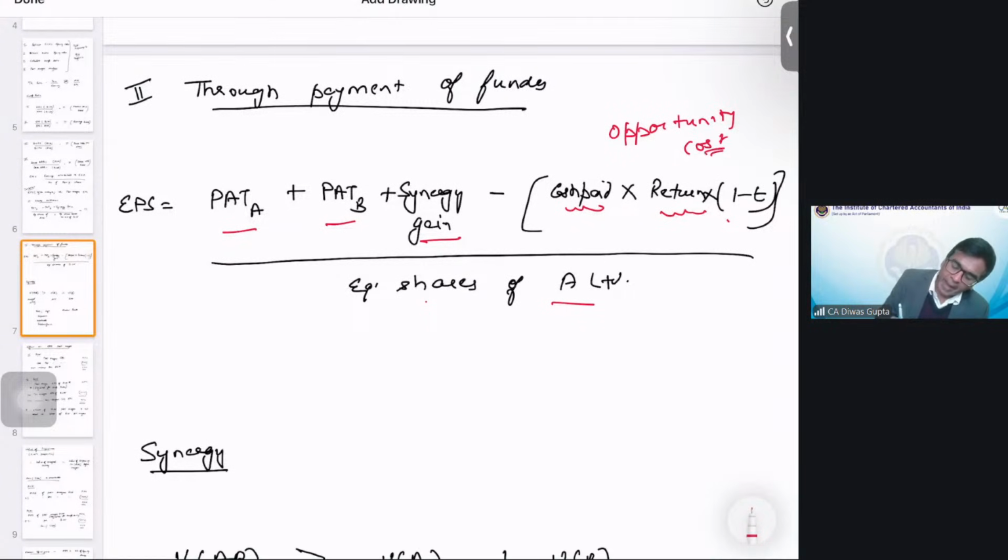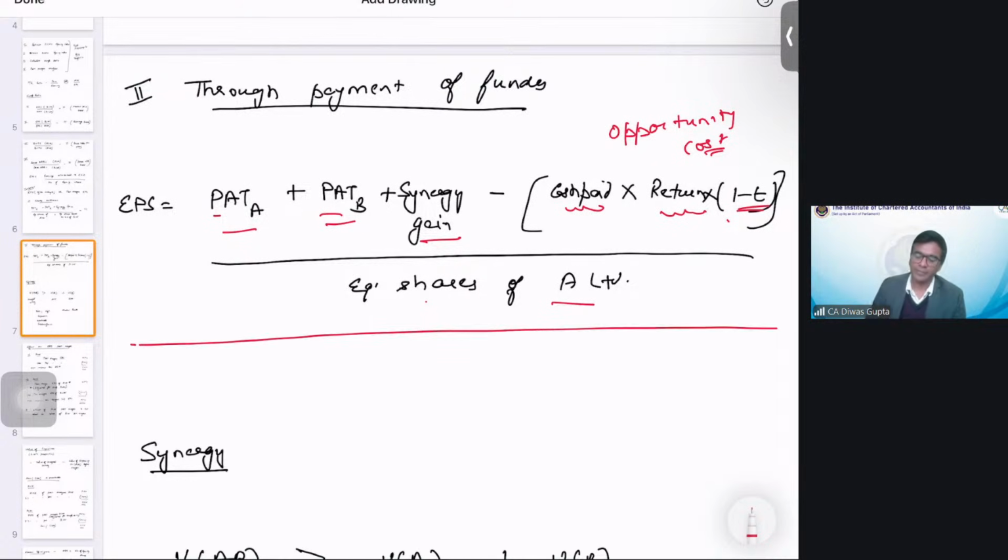And since we are talking about PAT, which is post tax, we will also take here 1 minus T, which is the tax rate, so that it also becomes post tax. So the opportunity cost becomes this much divided by the equity shares of A Limited. Clear? So this is through payment of funds, we can calculate the EPS.